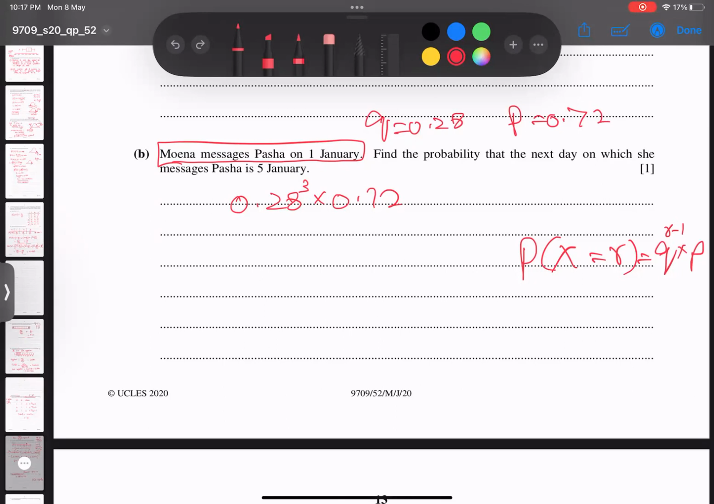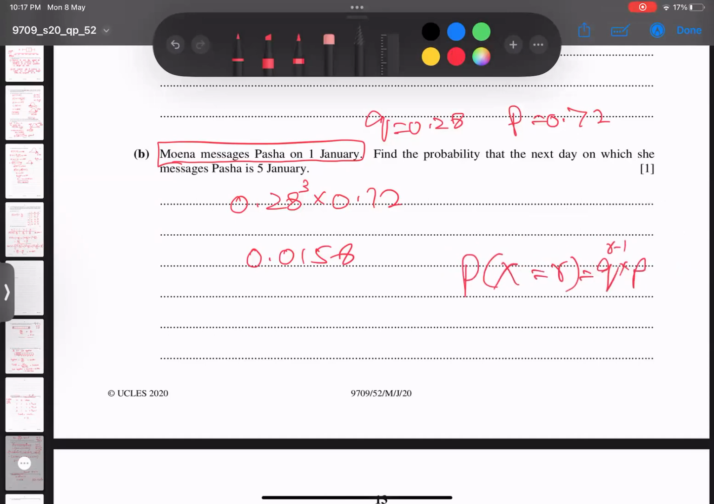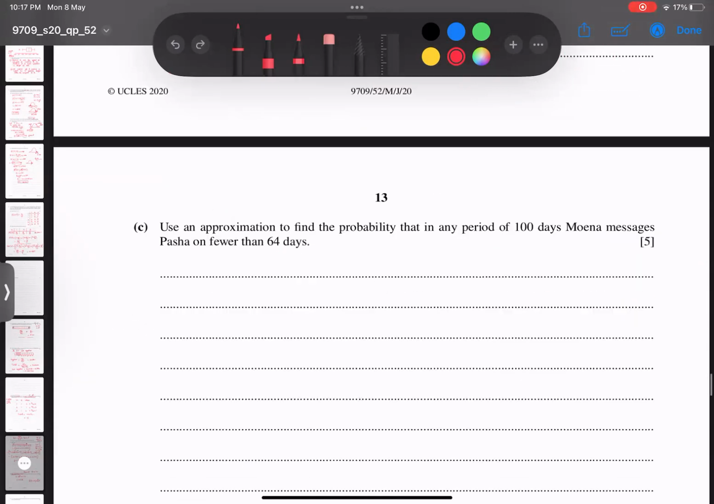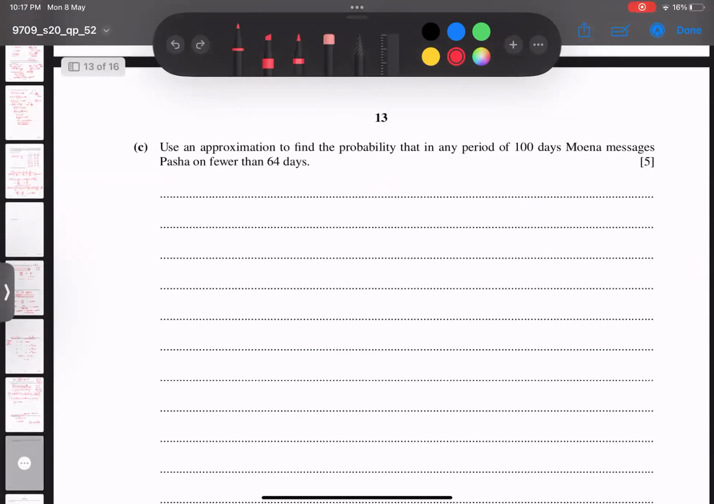And let's type in the calculator: 0.28 to power 3 into 0.72. Yeah, 0.158. So I think you got the idea. This formula is the geometric probability we use. Okay, students, so this formula is used with success. P is success, Q is not success. So I hope the point is very clear.